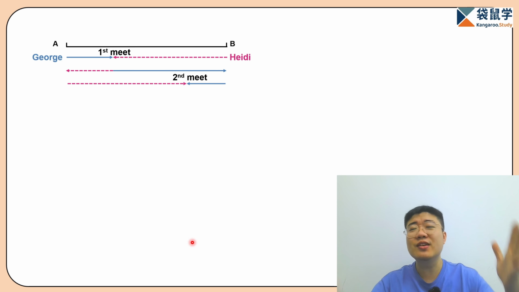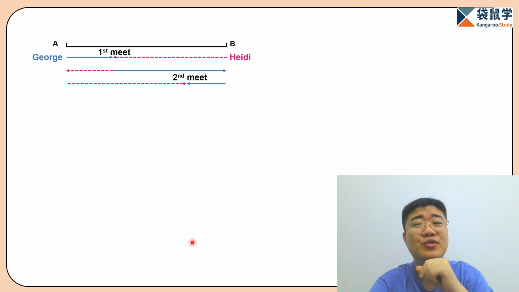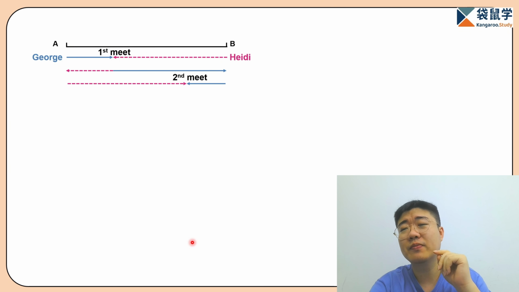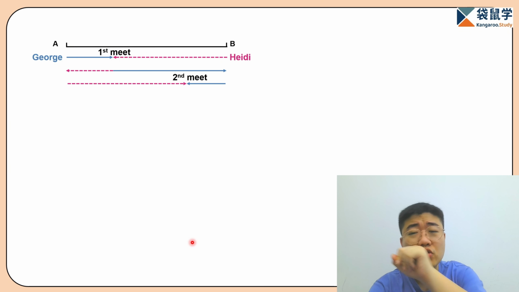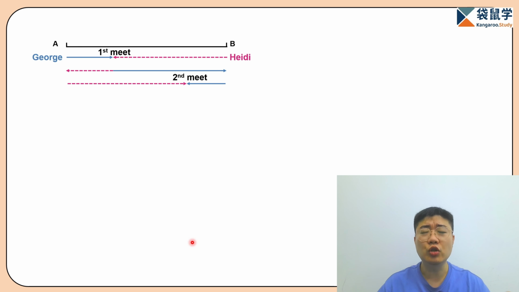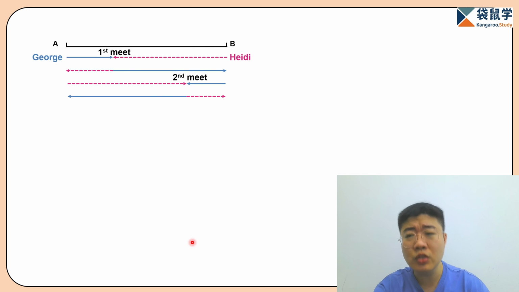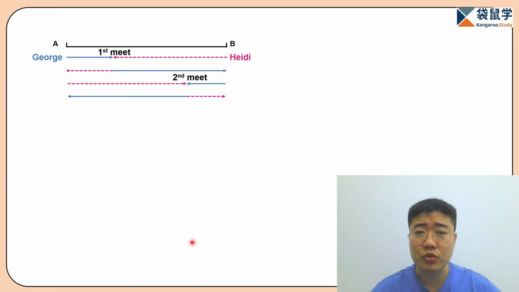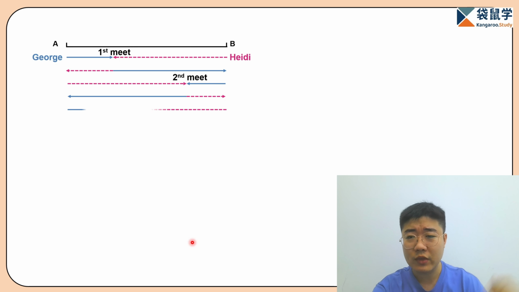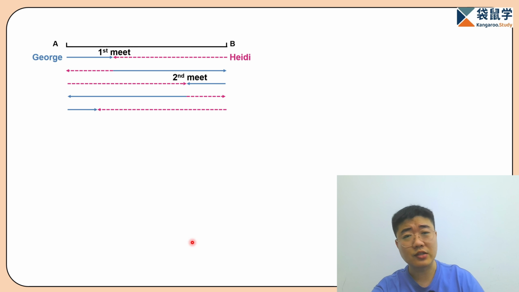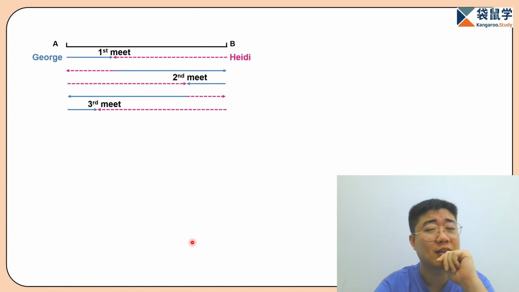Now let's say we didn't stop there and we will continue to travel. What's going to happen? So now Heidi will travel to the point B and George will travel to the point A. So let's draw it here. They continue to travel. After they reach their respective destinations, they're going to turn around again. So now when they turn around, this is the third time they're going to meet each other.